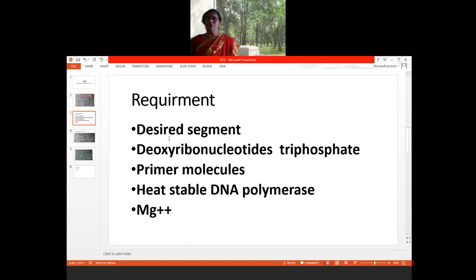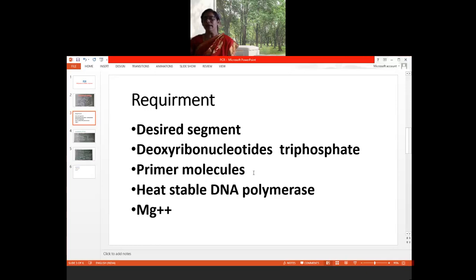Then the deoxyribonucleotide triphosphate molecules are required here, because these nucleotide triphosphate molecules are complementary to the plant or the endangered plant DNA, as well as the primer molecules. There are two types of primer molecule, forward primer molecule as well as backward primer molecule, and they are made up of oligonucleotides.